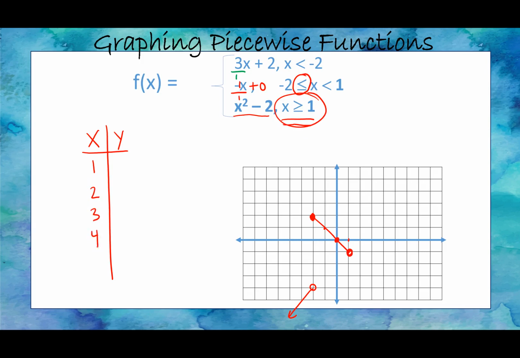So plugging in 1, I get 1 minus 2 is -1. Plugging in 2, I get 2. Plugging in 3, I get 7. Plugging in 4, I get 14. So if you're like, hey, Ms. Sorensen, how the heck did you do that? I was just taking this x value and plugging it into here.